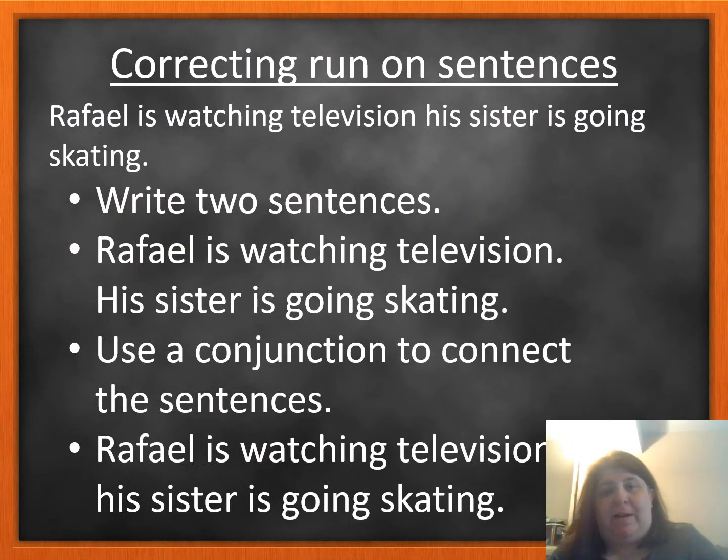Let's go ahead and correct that run-on sentence. Raphael is watching television. His sister is going skating. So what we need to do is we need to break it up and form two sentences. So we're going to take the first thought and we're going to say Raphael is watching television. And that's specifically what he's doing. And then we're going to write a period and start our second sentence. And his sister is going skating. So we write two sentences.